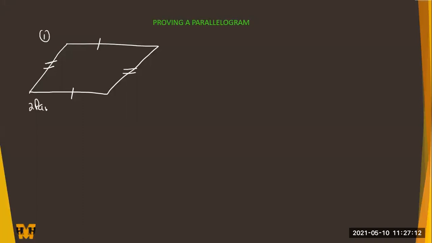Now, before we do our Euclidean geometry and tell a story, we must know how to prove something is a parallelogram. If I give you a shape like this, one way of proving something is a parallelogram is by proving that two pairs of opposite sides are equal.